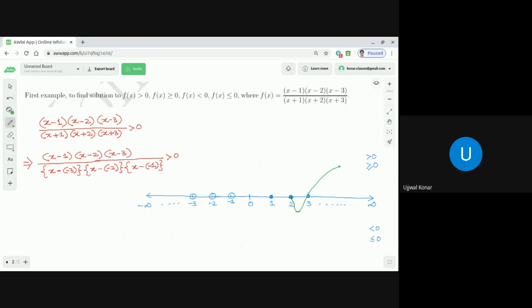Then what we see? X minus 2. X minus 2 power is what? 1, which is odd number. So I cross the number line from below the number line to above the number line. Again go up and come down.